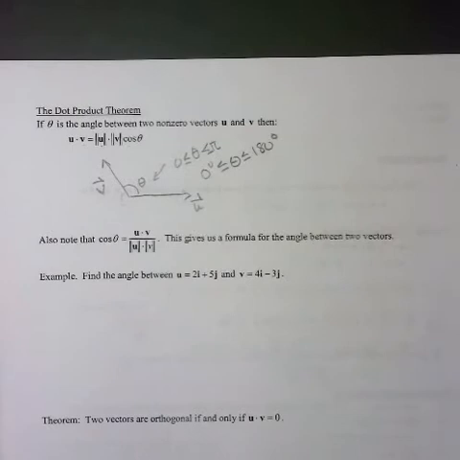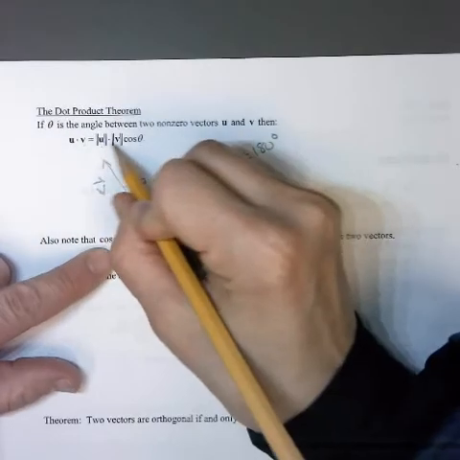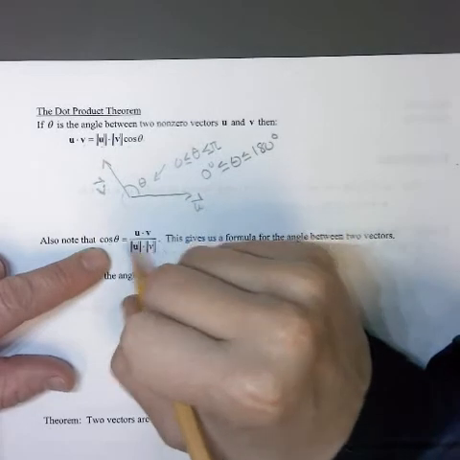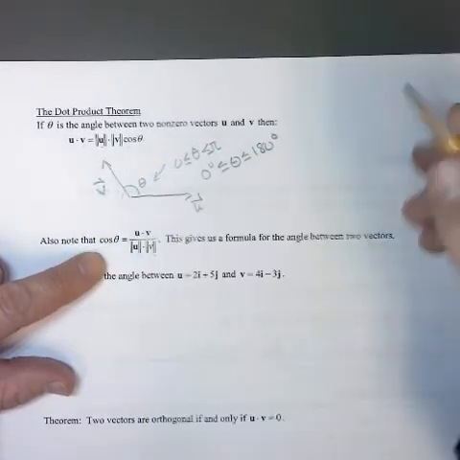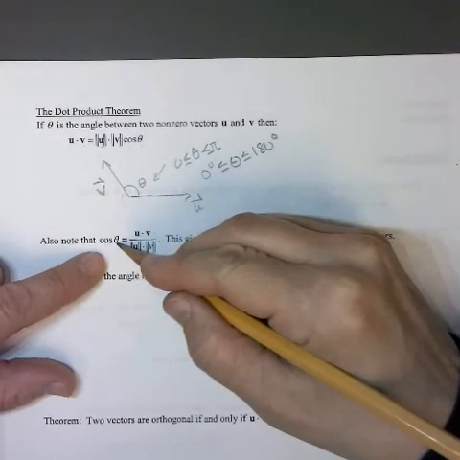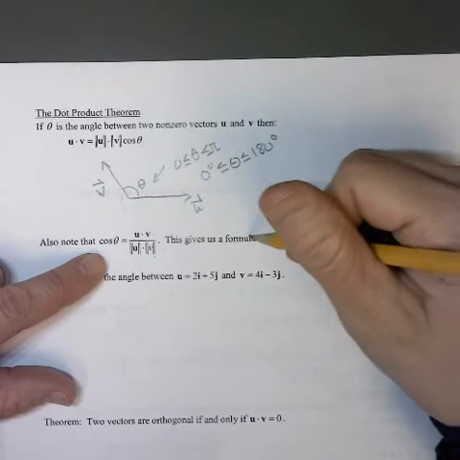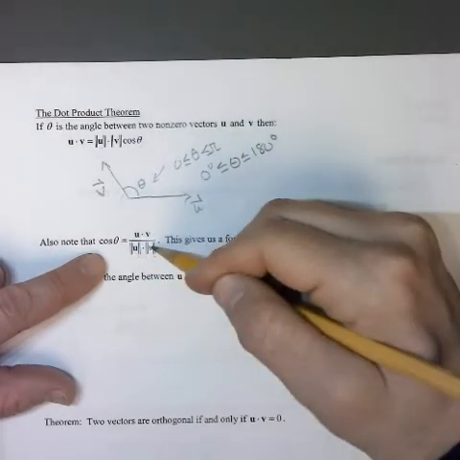Well, this naturally implies this. If you divide both sides by the product of these magnitudes, you get cosine of theta is u dot v over the magnitude of u times the magnitude of v. So if we solve this for theta, that gives us a formula for the angle between the two vectors. Of course, theta would be the cosine inverse of this number.